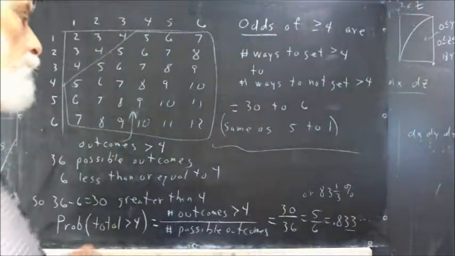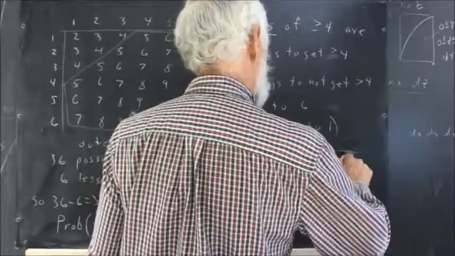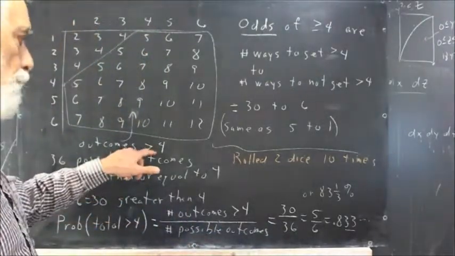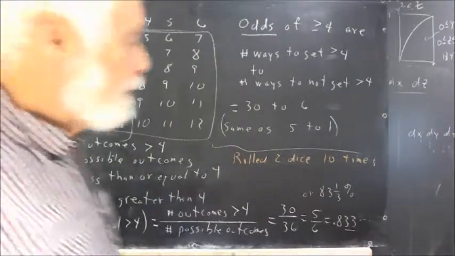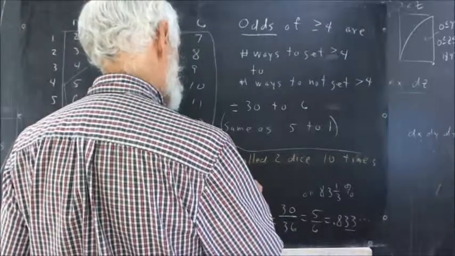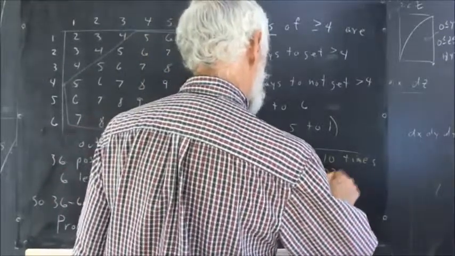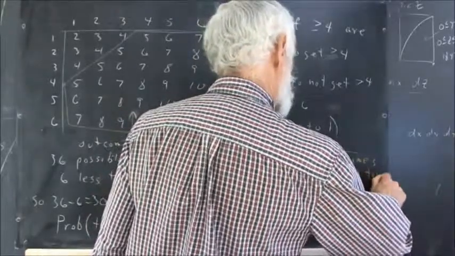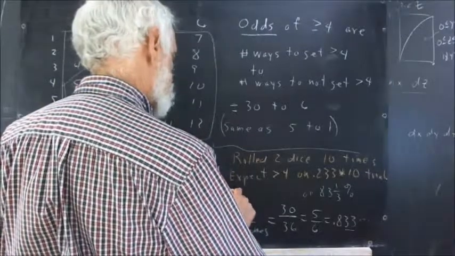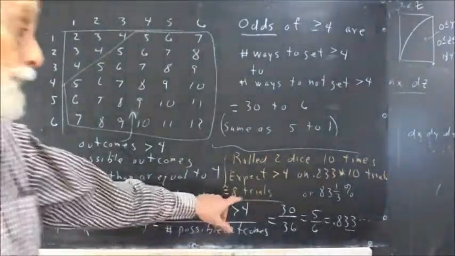Now, in class, we rolled 2 dice 10 times. How many times would we therefore expect to get an outcome greater than 4? Well, if there's a 0.83 probability, or an 83 1/3% probability, then we expect to get greater than 4 on 0.833 times 10 trials, which equals approximately 8 trials. Well, we actually did this. We actually rolled the dice, and this is exactly what we got.